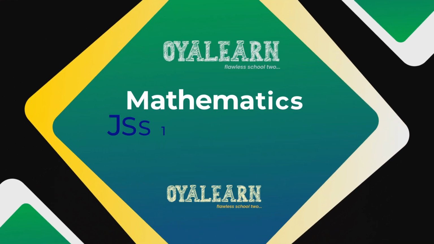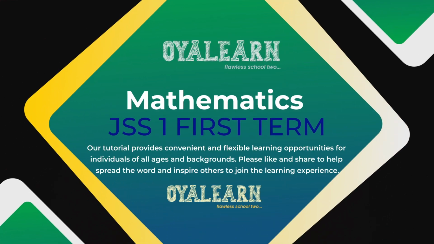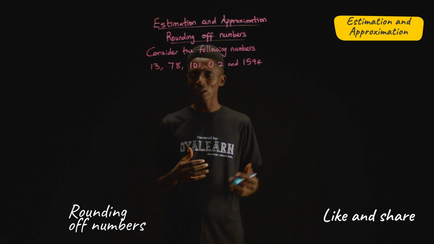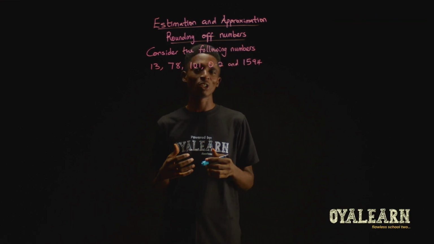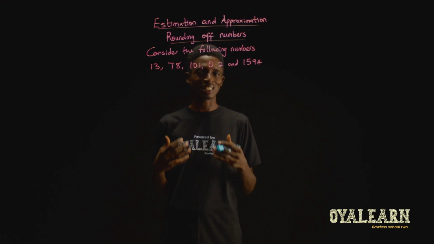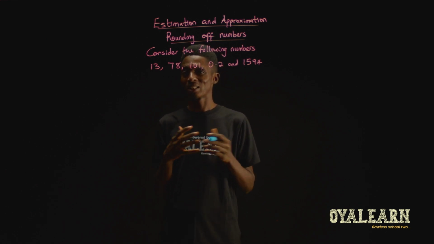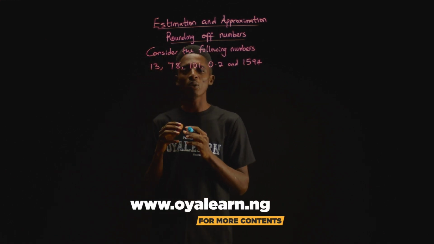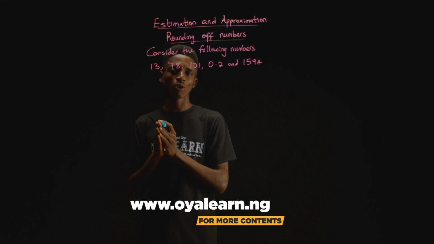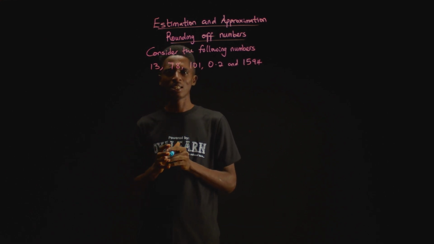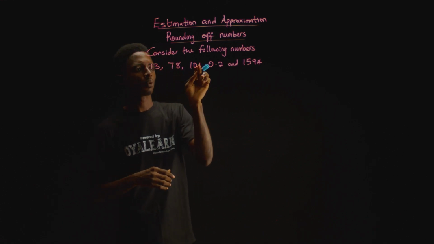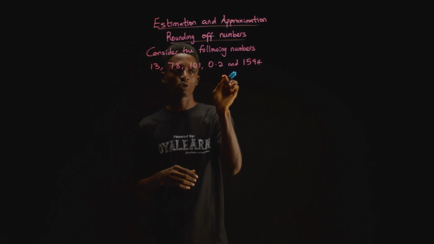Hello, remember how we talked about rounding off numbers as a mathematical operation that involves approximating a number based on a degree of accuracy that is determined by how close it is to a certain number, right? Now let us consider the following numbers so that we can get a full understanding of what rounding of numbers is. So when we consider the numbers 13, 78, 101, 0.2, and 1594.